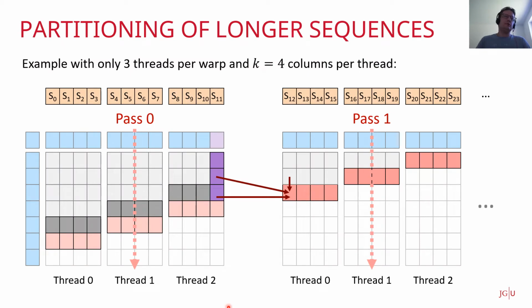If a sequence is longer than k times warp size, we have to divide the computation into several passes. So in this example, we have a k of 4 and a warp size of only 3 threads. Then we divide the computation into 12 columns per pass. We of course have to make sure that the rightmost values of the previous pass are accessible to the next pass, since it needs them as their leftmost and diagonal values.